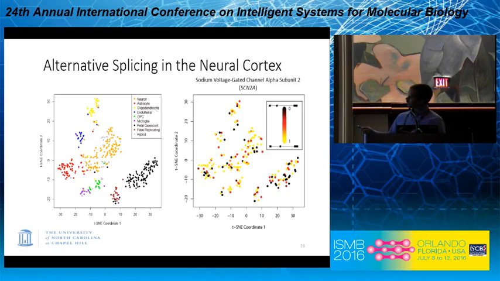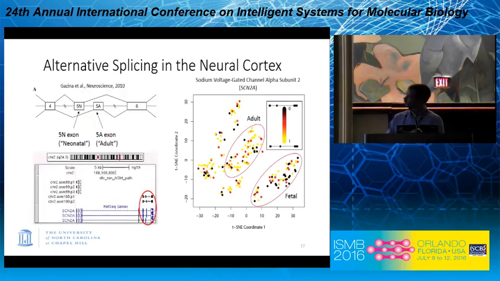And you can tell that this exon is used much more in adults, and this exon is used much more in fetal tissue. And when I looked up this gene, I found a paper from 2010 where they discovered that this exact splicing event that SingleSplice pulled out is an alternative splicing event in which this SCN2A gene switches from a 5N exon to a 5A exon, and that's the very splicing event that SingleSplice pulled out.